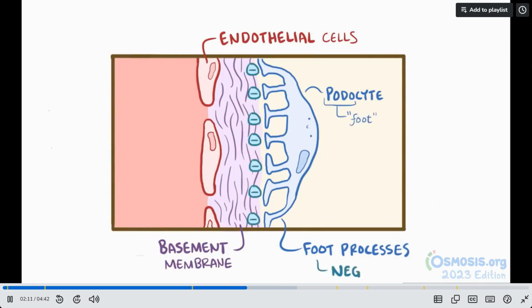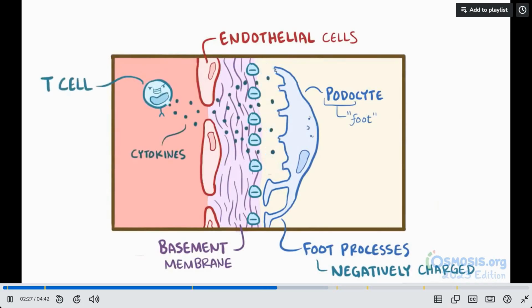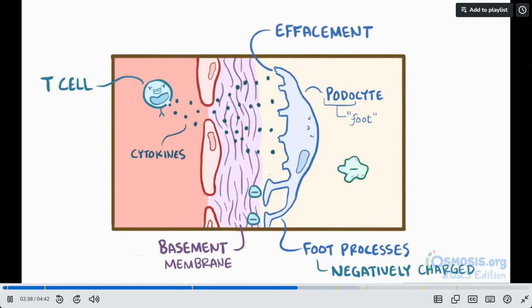Those foot processes have a negatively charged coat that helps repel negatively charged molecules, like albumin, thereby acting as a charge barrier. With minimal change disease, although not completely known, it's thought that the T cells in the blood release cytokines that specifically damage the foot processes of the podocytes, making them flatten out, a process called effacement. This means that there's less of a charge barrier, right? And albumin is allowed to slip through from the blood into the nephron.